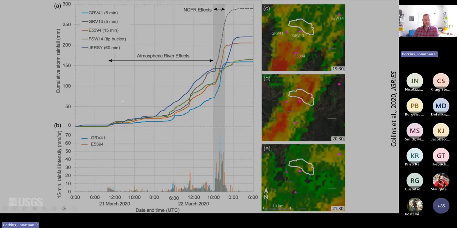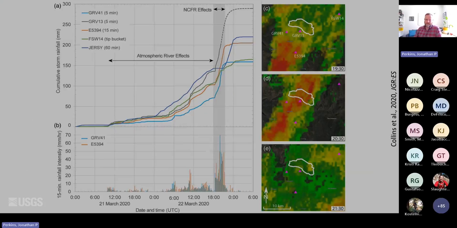Here we can see on March 21st, 2018, the atmospheric river comes in and rains about 150 millimeters or so. Then at the tail end of the storm, over a period of a few hours, the NCFR comes and basically doubles the rainfall of that event. We did some hydrologic modeling to show that when you look at these independently, neither of them can give you the similar instability effect that those combined storm elements can.